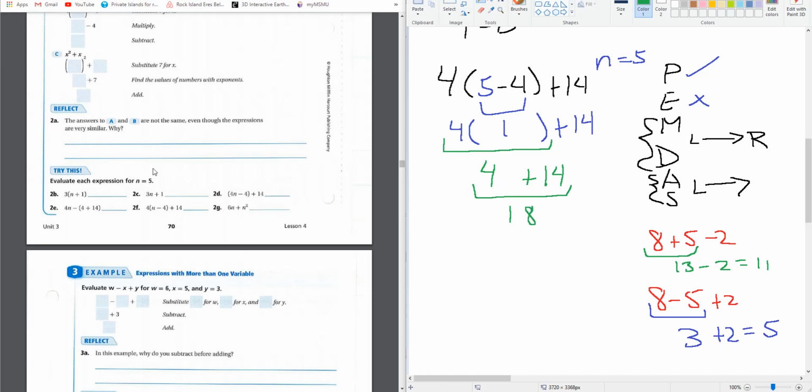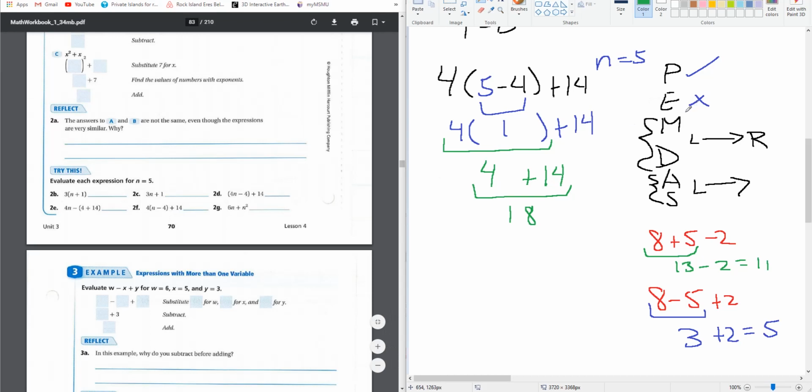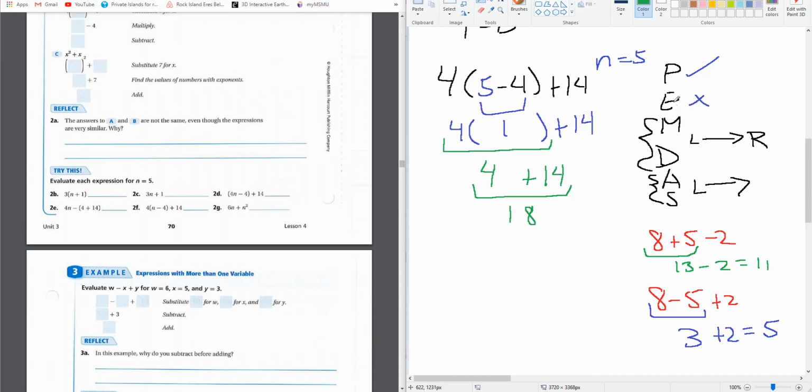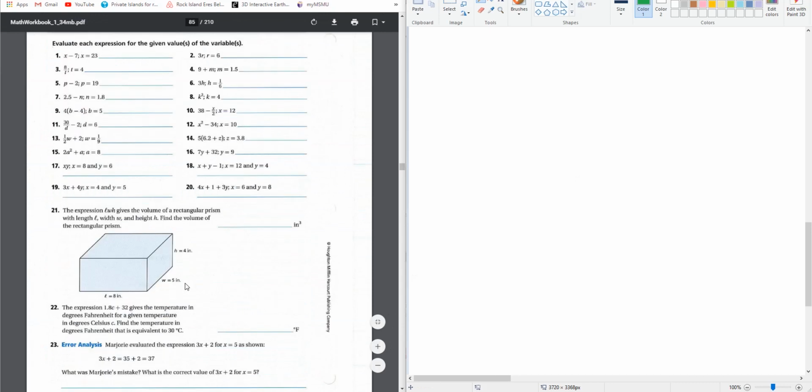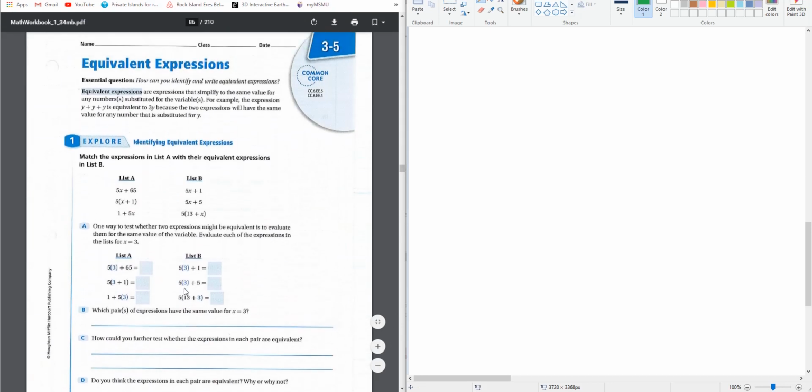So it seems like a lot of things to do, and sometimes it can be overwhelming. But just remember, you can break it down into parts and just follow your PEMDAS. Just follow it step by step. P, does it work? E, M or D, A or S? Just do it step by step. Okay, so that's the end of that lesson, and we're going to move on to the new lesson, equivalent expressions.